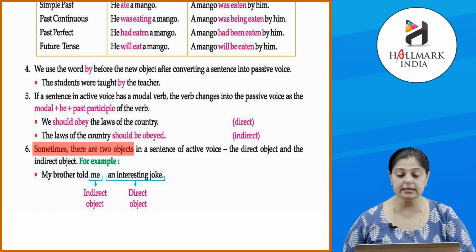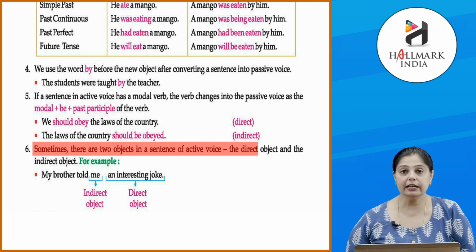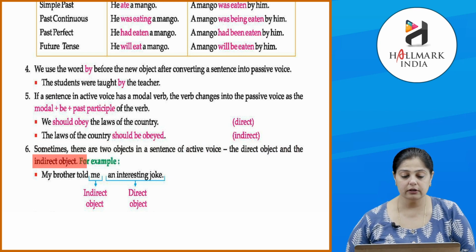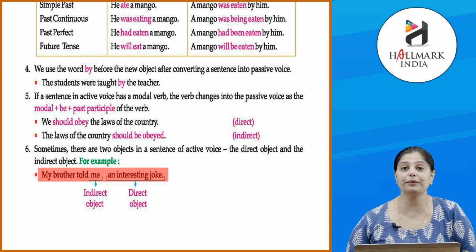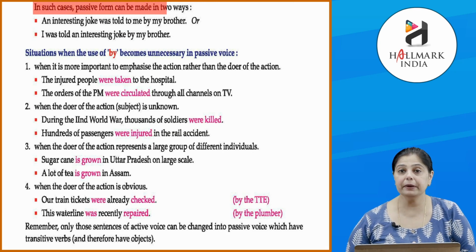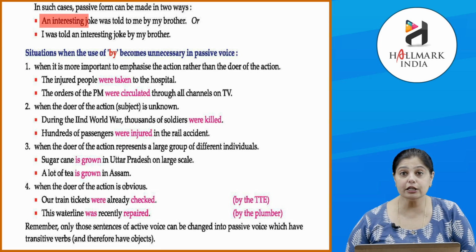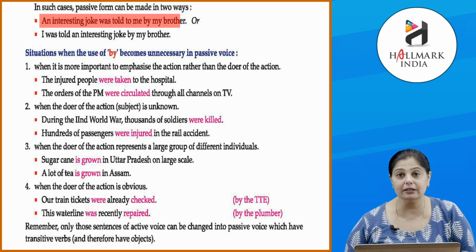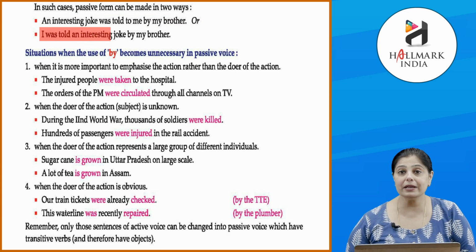Sometimes there are two objects in a sentence of active voice, the direct object and the indirect object. Okay, for example, my brother told me an interesting joke. Okay, so indirect object, me. Okay, direct object क्या था? Interesting joke. Now, in such cases, passive form can be made in two ways. An interesting joke was told to me by my brother, or I was told an interesting joke by my brother. Okay, तो ये दोनों forms, these are both the ways और ये दोनों correct हैं.